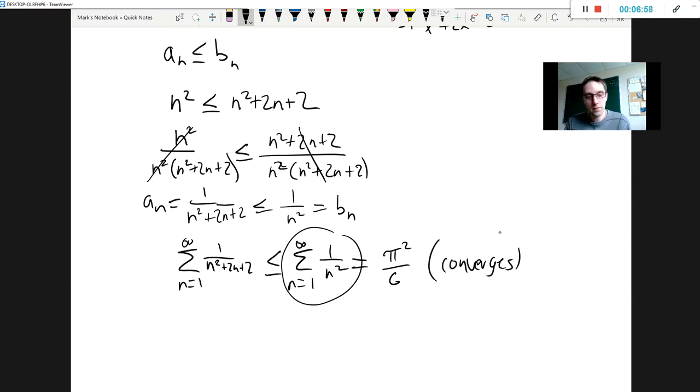All right? And in fact, we can also say that because all of these terms are positive, the series of AN that we were interested in must also be greater than or equal to 0. And if that is the case, if the sum is between 0 and pi squared over 6, well, then it can't possibly go off to infinity. It can't possibly diverge.